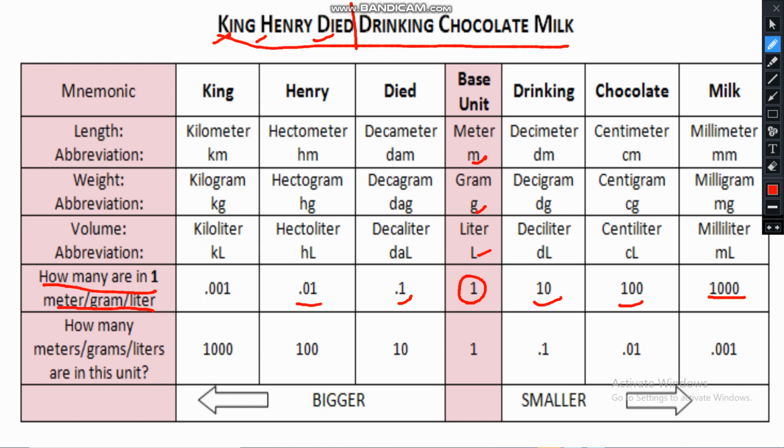Now how many meters, grams and liters are there in this unit? That we can say in the kilometer we have 1000 units, in the hectometers we have 100 units, in the decameter we have 10. और अगर हम बात करते हैं base unit के नीचे चले जाते हैं, that means 1 से नीचे, then we have 0.1 unit, 0.01 and 0.001. So this way children we can understand the metric system and we can do our conversions easily.